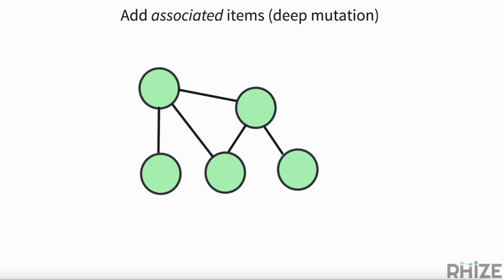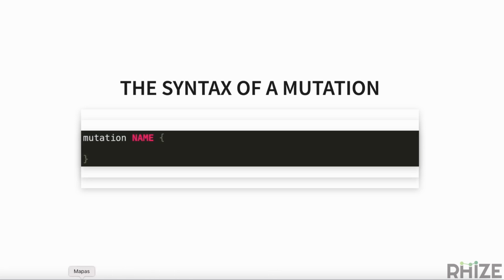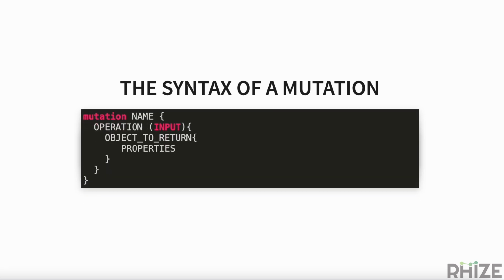Before we get to our examples, let me give you a quick primer on the syntax of the mutation. Every mutation starts with the word mutation. Then it has a name that can be anything you choose. Next, specify the operation. This is the call you make to the Rhize API. In parentheses, add an argument that gives the input for this operation. Finally, specify what you want the API to return in response. It could be the object you created and some of its properties, or some aggregated statistics. All of this will make more sense with examples, so let's get to it.